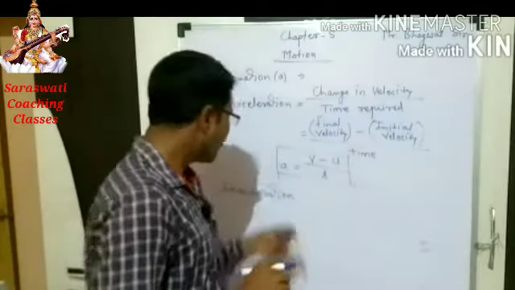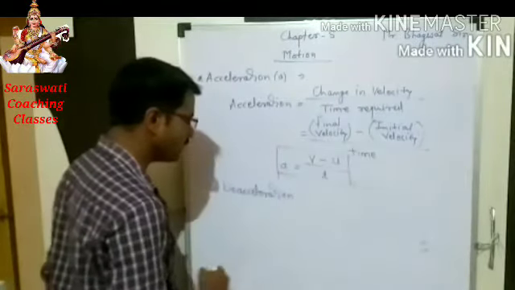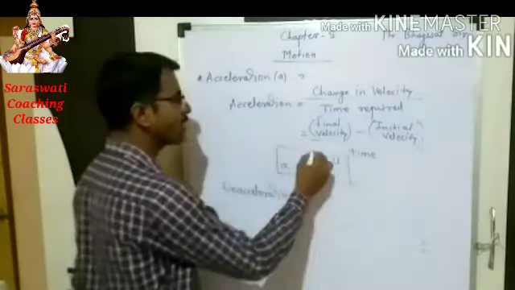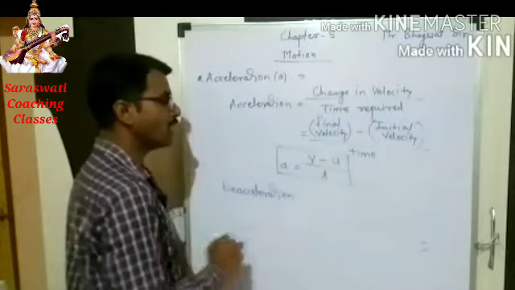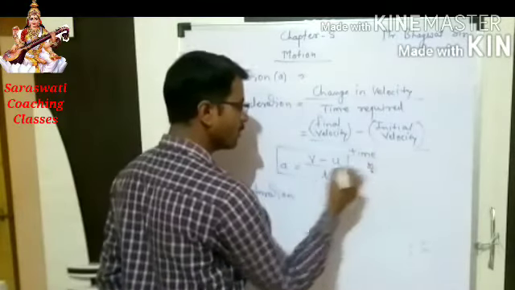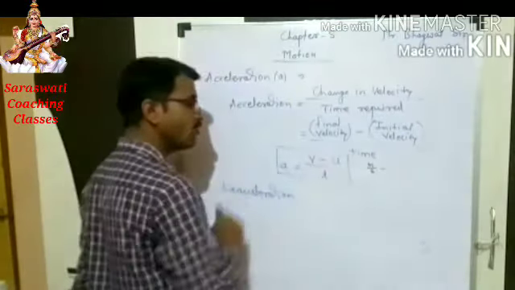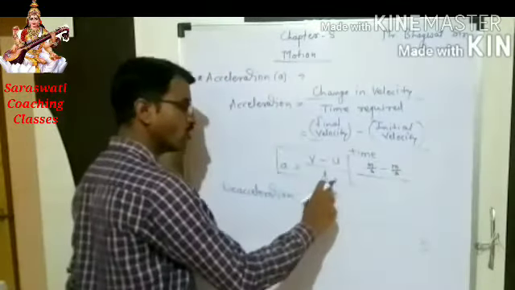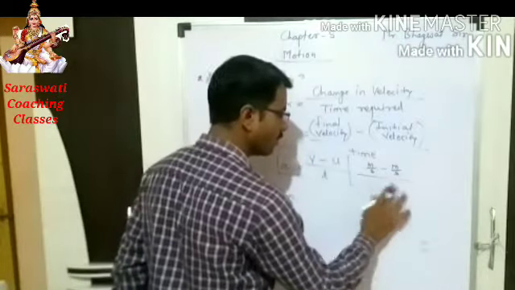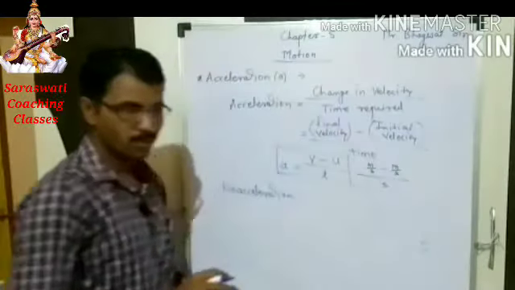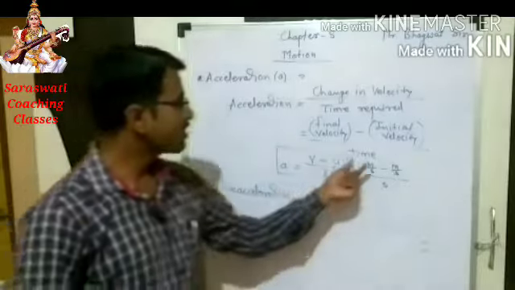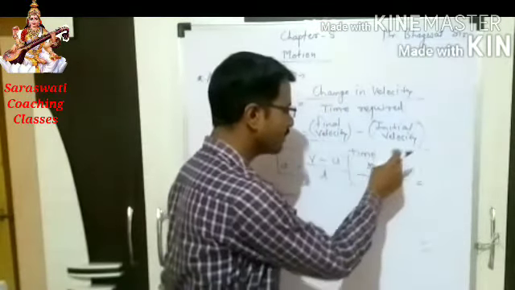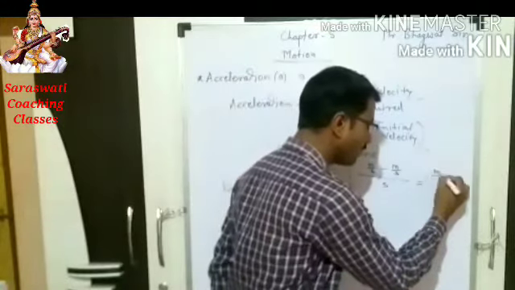Okay. The SI unit of acceleration: we have to find out the SI unit. For that, let's consider the unit of final velocity is meter per second, minus unit of initial velocity is meter per second, divided by unit of time is second. Now, when we subtract two units, what will happen here? Meter per second minus meter per second, it remains as meter per second.